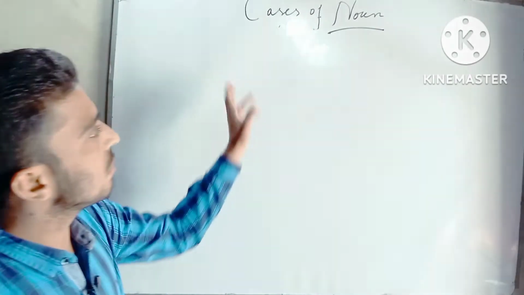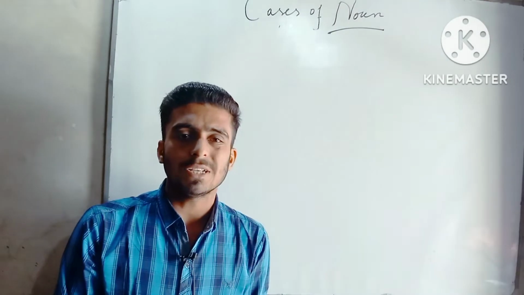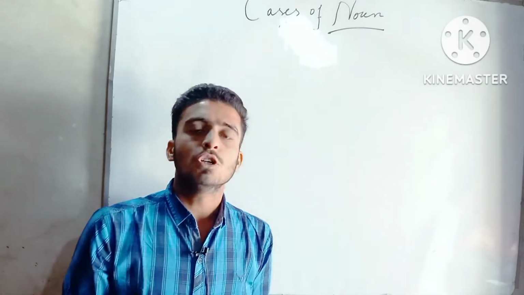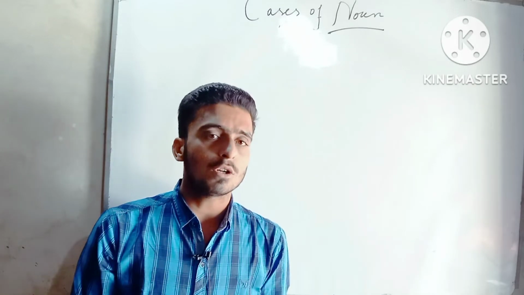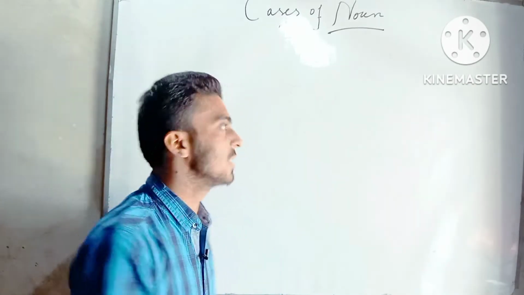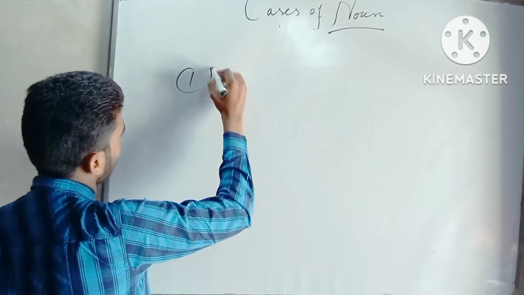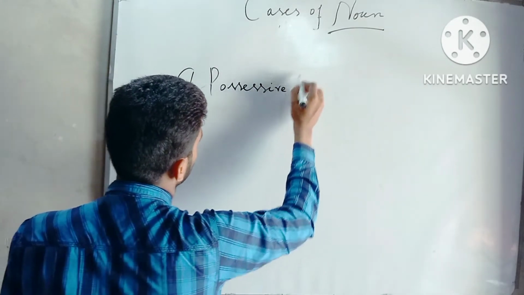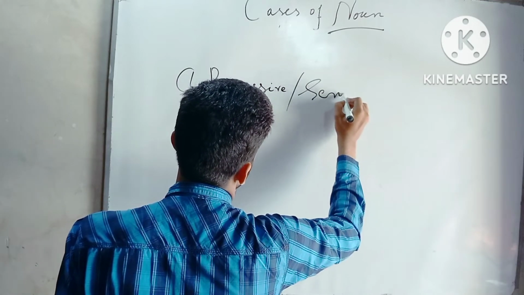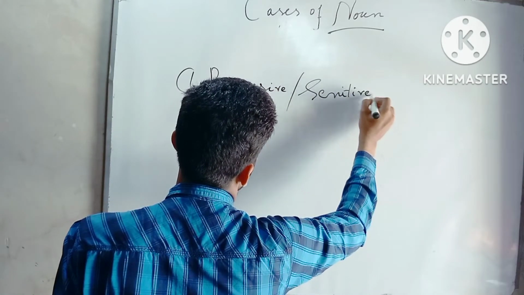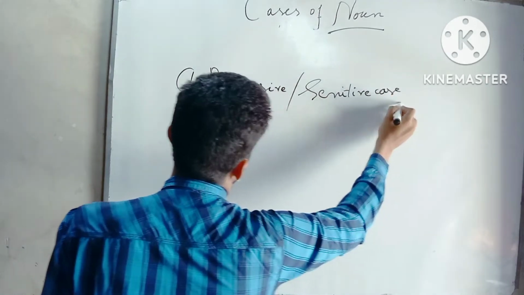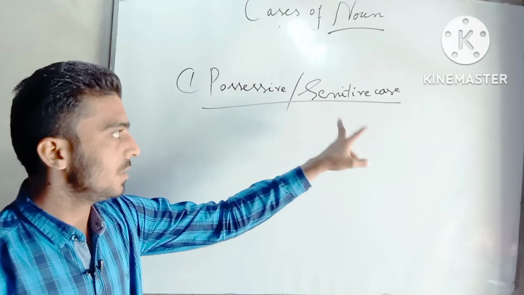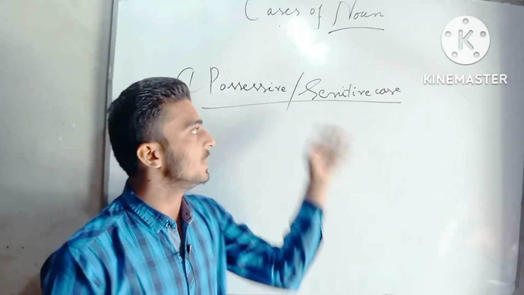Okay. So we are going to learn about the cases of the nouns. As I mentioned, cases are the positions in which a noun can come. First of all, we are going to learn about the first case of the noun, that's the possessive case. Possessive case is also known as the genitive case. It has another name, the genitive case.